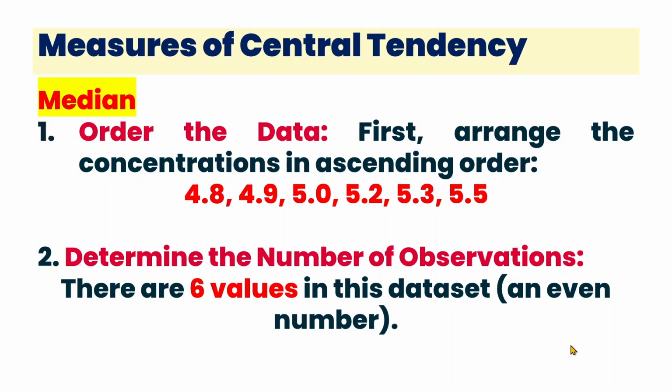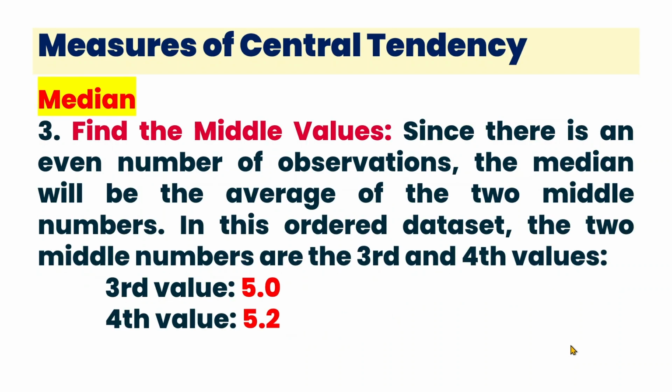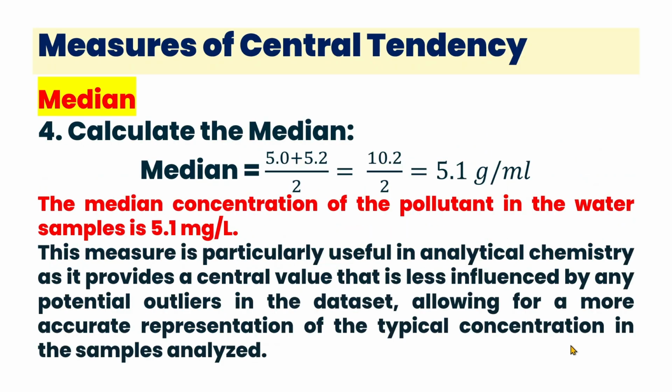If the number of observations is even, we must take the average of the two middlemost values. In a set that has 6 values, the middlemost values are the third and the fourth value. So the third value here is 5.0 and the fourth value is 5.2. All we have to do is get the average of the third and the fourth value. So 5.0 plus 5.2 is 10.2, divided by 2 is 5.1 grams per milliliter.